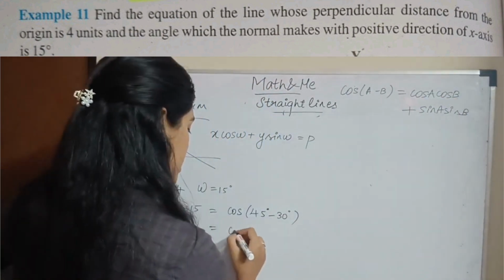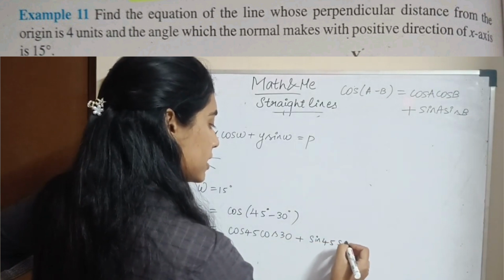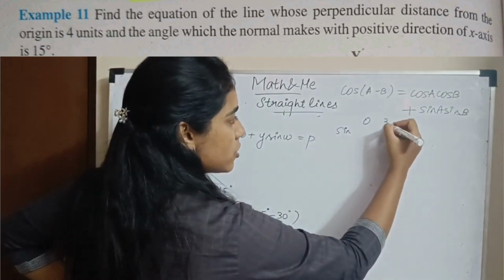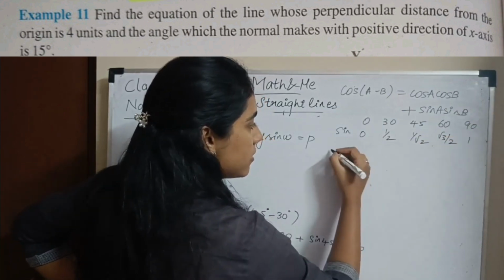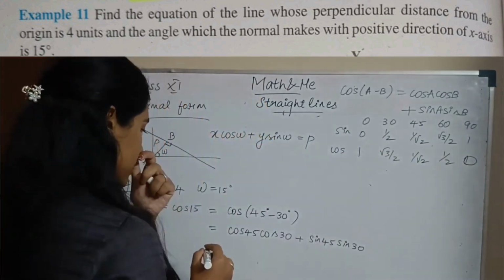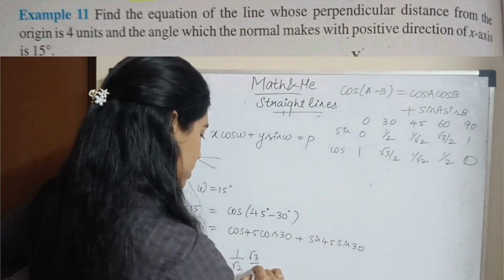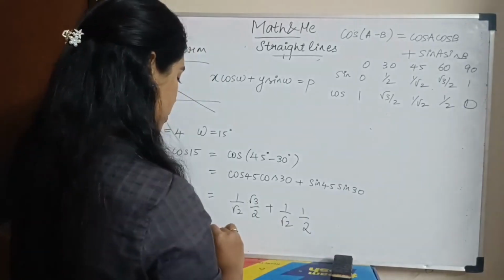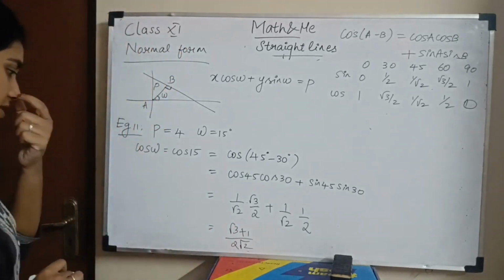So in this case, it is cos 45 cos 30 plus sin 45 sin 30. What is cos 45? Let us write the trigonometric table. 0, 30, 45, 60, 90. For sin: 0, 1 by 2, 1 by root 2, root 3 by 2, 1. And for cos, it is just the opposite: root 3 by 2, 1 by root 2, 1 by 2, 0. So cos 45 is 1 by root 2 times cos 30 is root 3 by 2, plus sin 45 is 1 by root 2, sin 30 is 1 by 2. So what do you have? You have root 3 plus 1 divided by 2 root 2. So that is the value of cos 15.